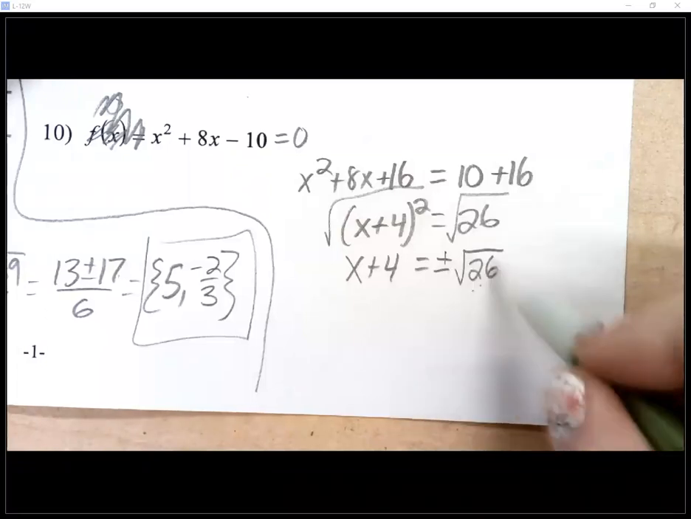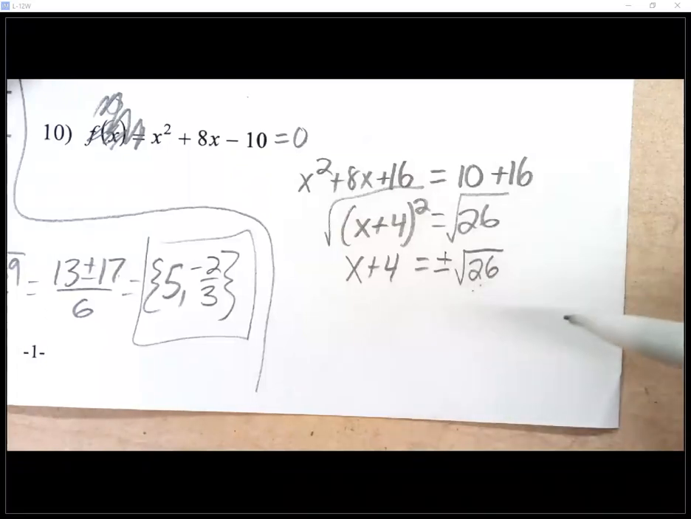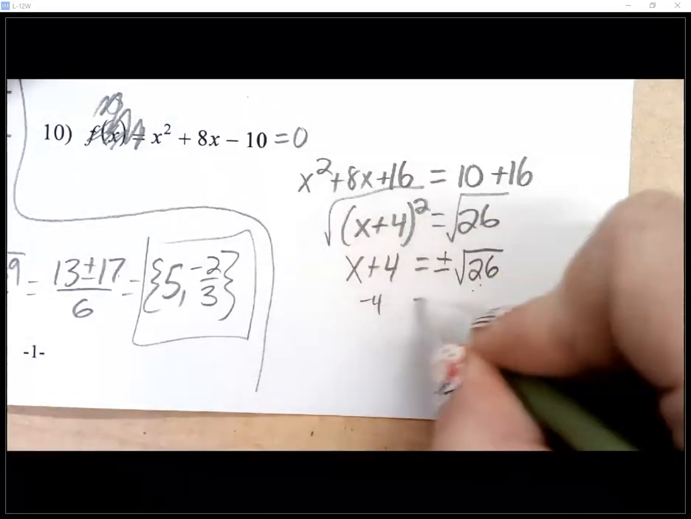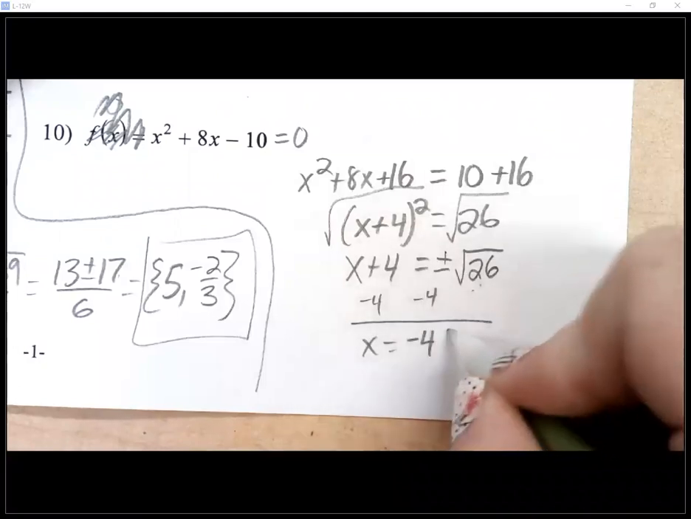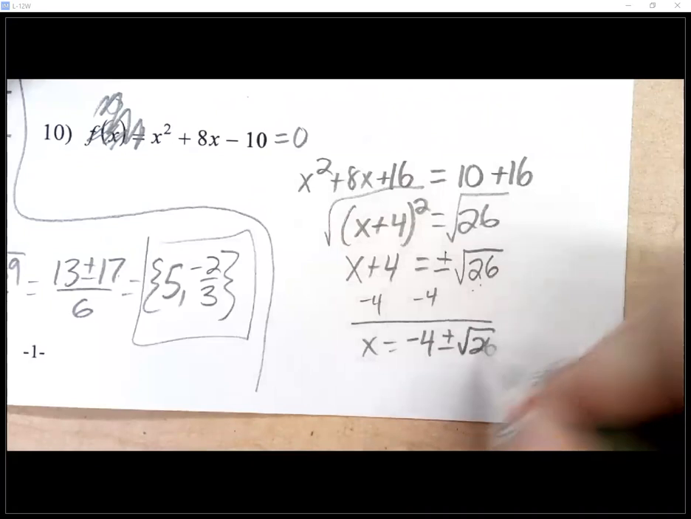That doesn't simplify anymore. So the only thing I have left to do is just minus 4 from both sides. And try and get in the habit of sticking that number up in front. So you have -4 plus minus square root 26. That's your 2 answers right there.